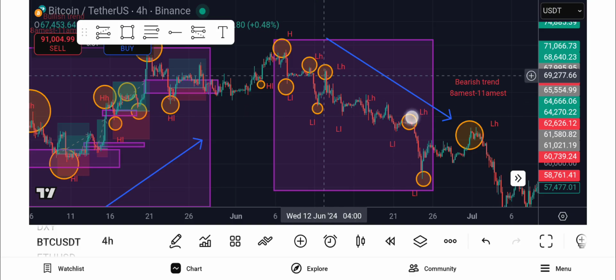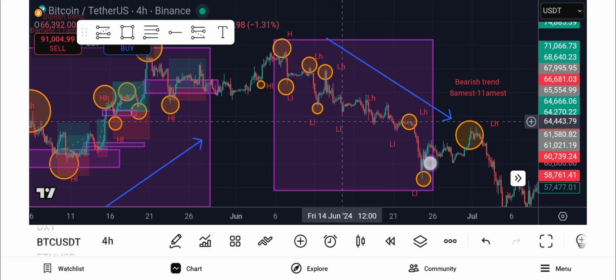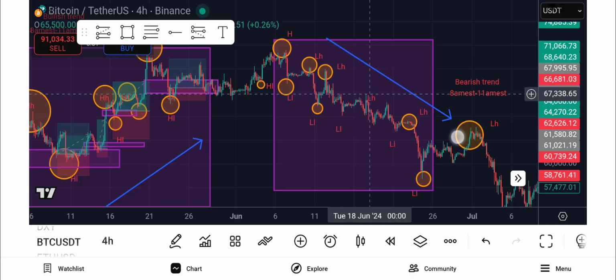This lower low pulled back, formed a lower high. Never took out this lower high. Kept going down. Formed a new lower low. Went up, made a new lower high.